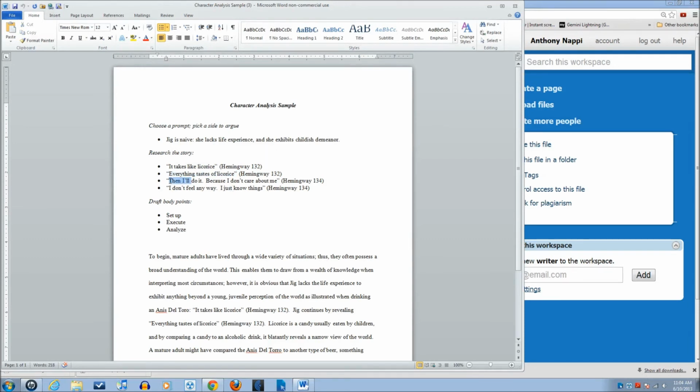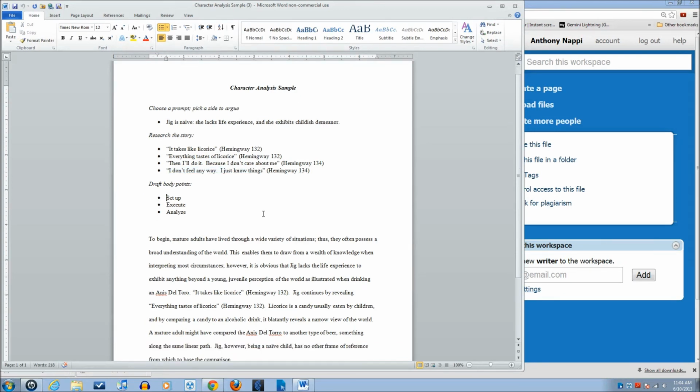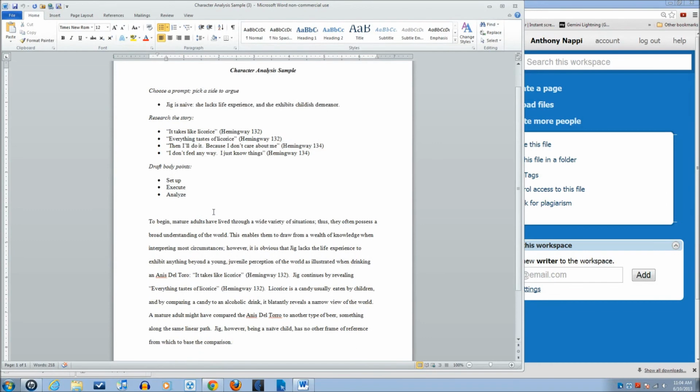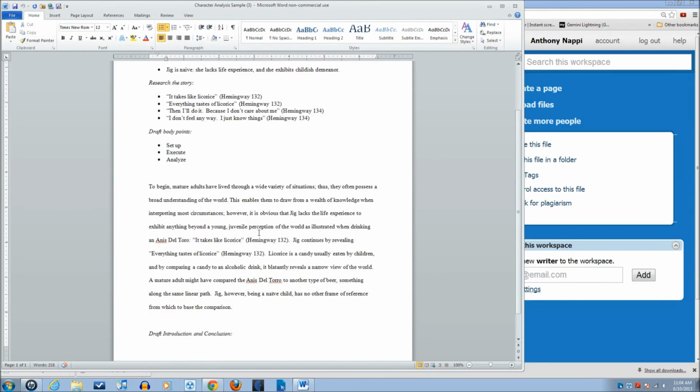Childish demeanor. "I'll do it because I don't care about me." Very childish. "I don't feel any way, I just know things." All teenagers say this. I just know things. All right, then you want to set up, execute, and analyze like we just went over. Read my paragraph. I'm going to show you the execution. It's right here.